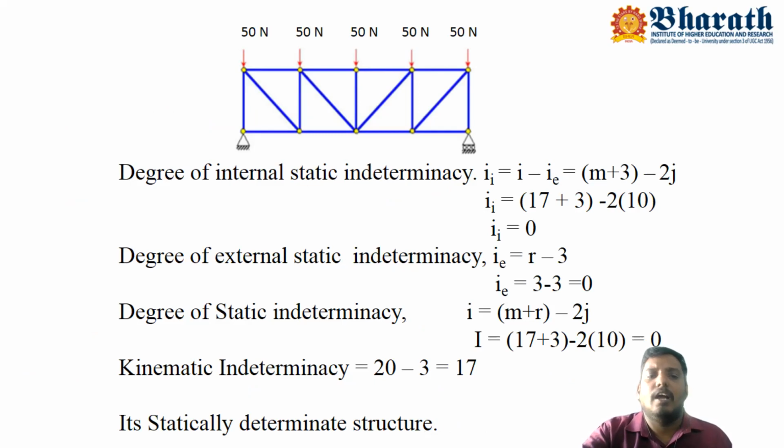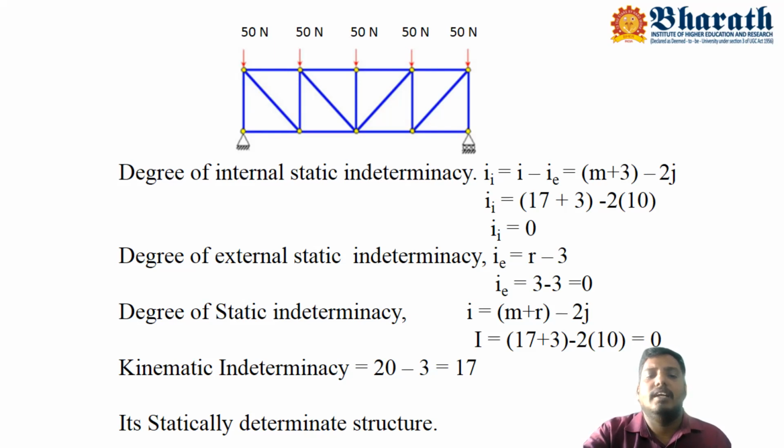The first thing is to calculate the degree of internal static indeterminacy. The formula is m plus 3 minus 2j, where j indicates joints. How many joints does the given structure have? Say the structure has 10 joints, so j is equal to 10. Then m is the number of members in the truss structure, where m is around 17 members. Substituting into this equation, I get the internal static indeterminacy value as 0. It means the structure is statically determinate internally.